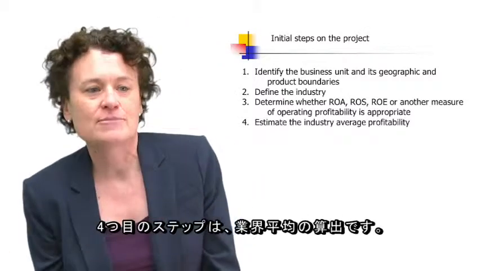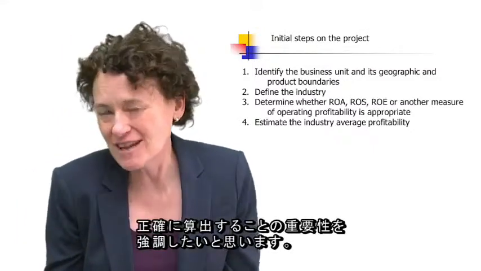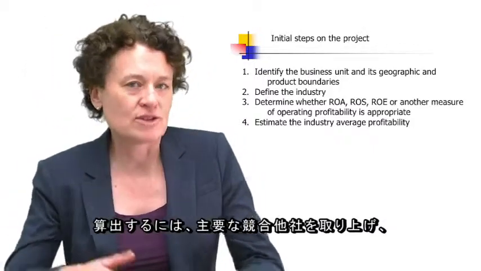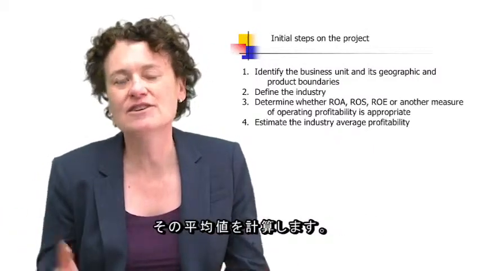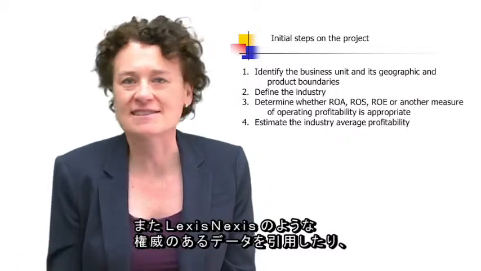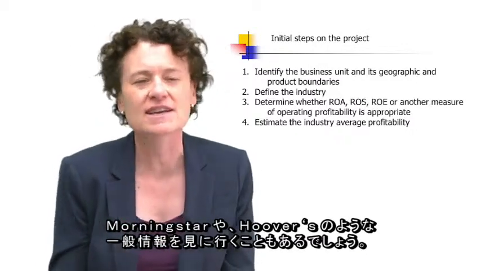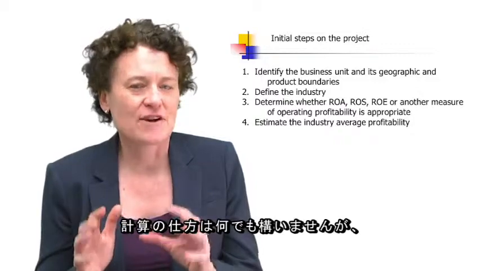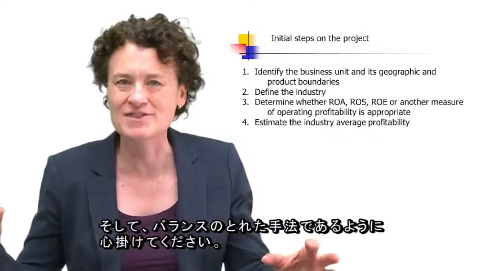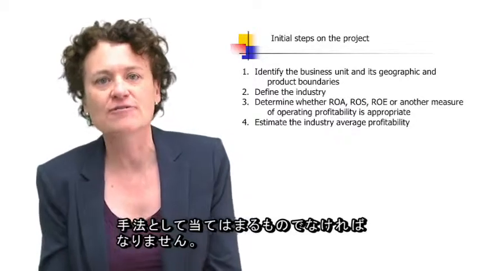The fourth step in the project is to estimate the industry average. I want to emphasize the importance of estimating accurately. Estimation can involve looking for a few representative competitors and coming up with an average. It can involve going to some sort of authoritative data set like LexisNexis, or looking in general out at Morningstar, Hoover's, that kind of thing. Whichever way you estimate this is fine. Just document your approach and keep in mind that you want to have a balanced method of estimation that will account for the wide variety of competitors in the industry as you've defined it.